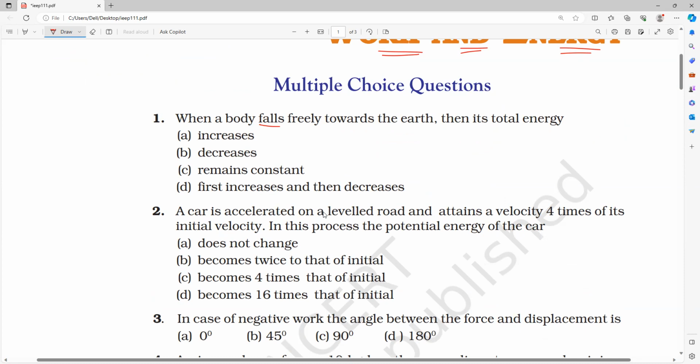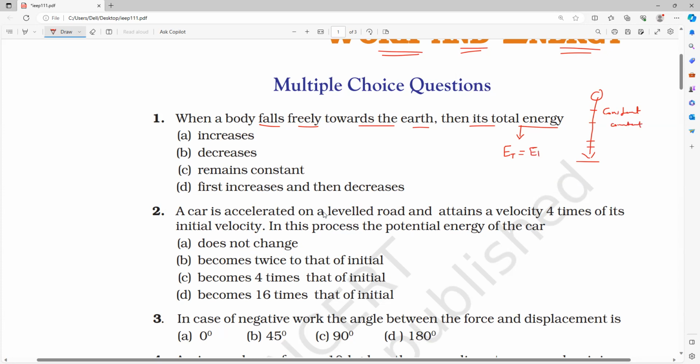When a body falls freely towards the earth, they are asking about its total energy. If any object is falling towards the earth, what is the total energy? Total energy remains the same at every point. By the law of conservation of energy, it remains constant.